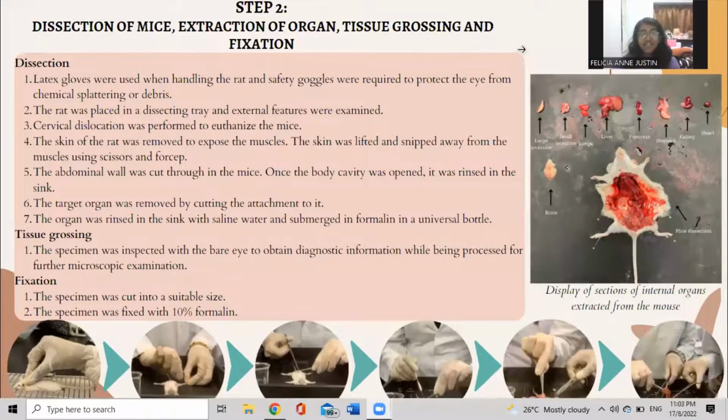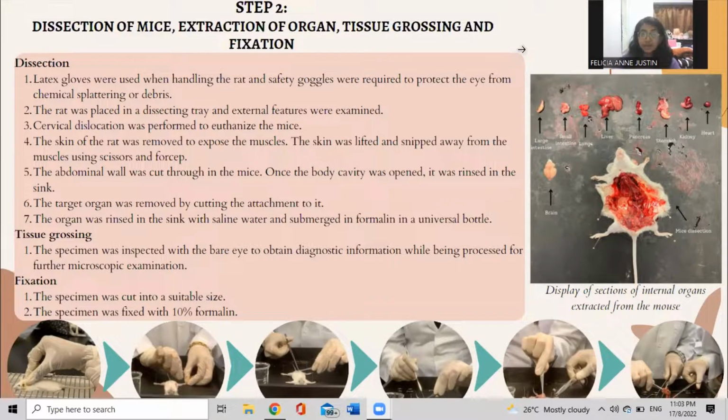My name is Felicia and I'll be explaining step 2, which is dissection of mice, extraction of organ, tissue grossing and fixation. For dissection, latex gloves were used when handling the rat and safety goggles were required to protect the eyes from chemical spattering or debris. Next, the rat was placed in a dissecting tray and external features were examined. Then, cervical dislocation was performed to euthanize the mice.